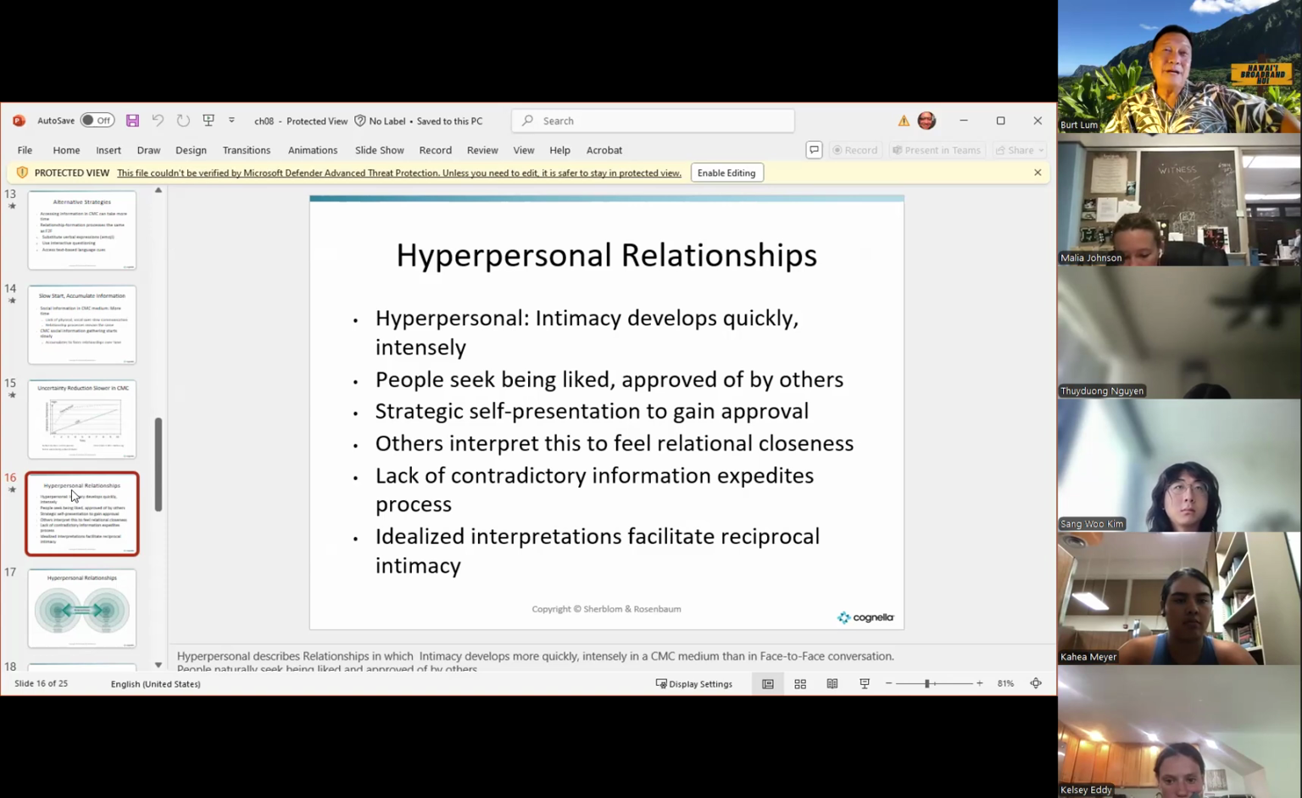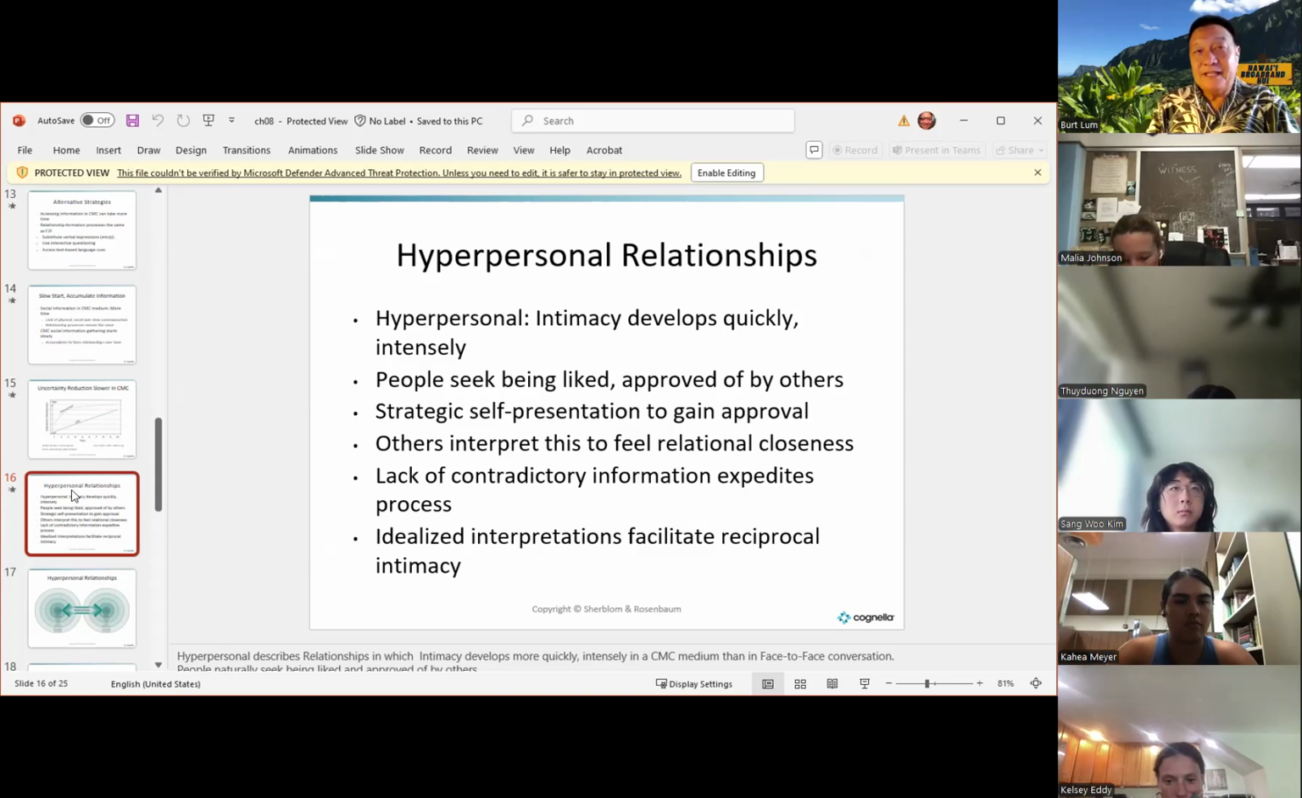Now, I bring up dating apps, but they also make reference to hyper personal even in a working environment. So it's not just a dating environment. And the idea of intimacy doesn't have to be a romantic intimacy. It's just how close you can become with somebody, whether it's on a personal level or on a business level. So that's what this hyper personal relationship is.